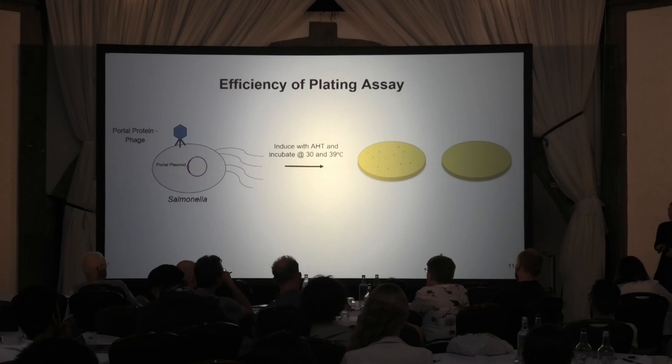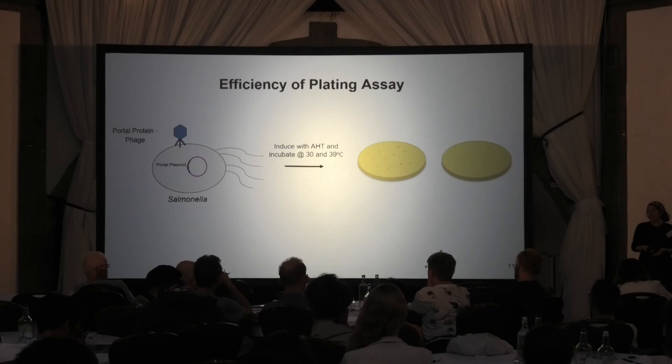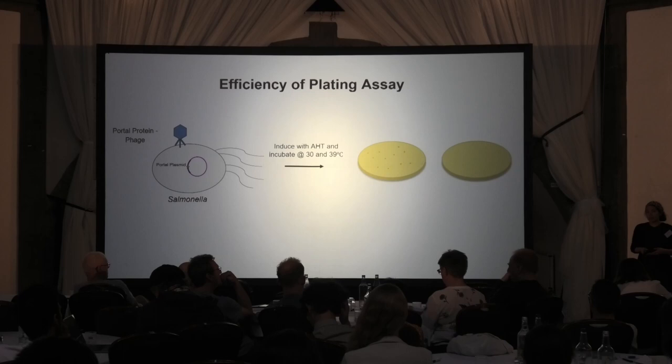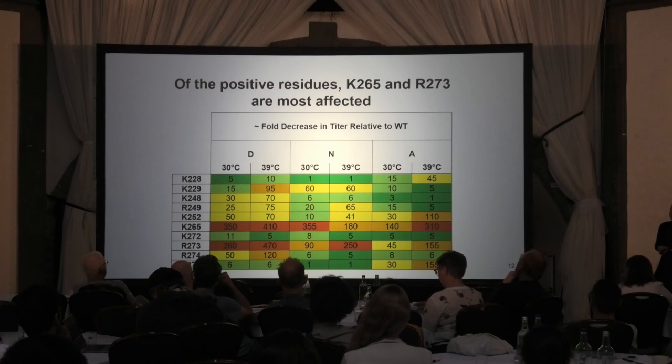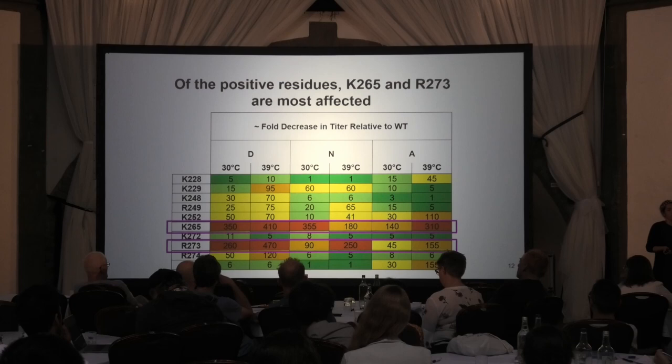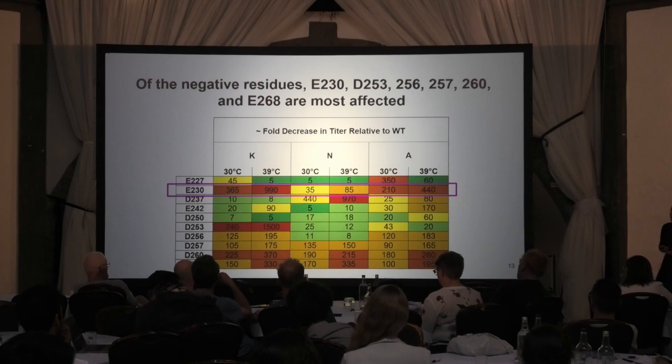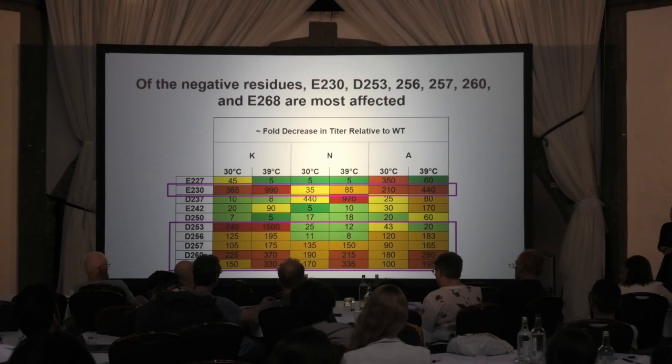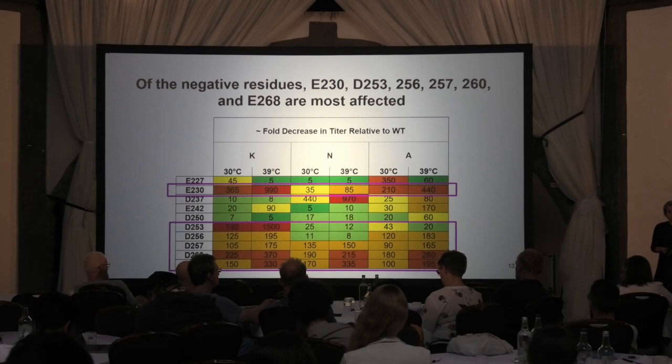So I will say, from doing this for all of these 66 mutants, I did not find any that had a very distinct phenotype that was either lethal or temperature sensitive. However, I did find several residues that were affected by the substitutions, leading to a decrease in phage production. The positive residues, K265 and R273, are those that were most affected by substitution to D at both 30 and 39 degrees, indicated by them having the greatest fold decrease in titer compared to wild type. Of the negative residues, E230, D253, 256, 257, 260, and E268 were those that are most affected by the substitutions to K, M, and A, indicated by them having the greatest fold decrease in titer.